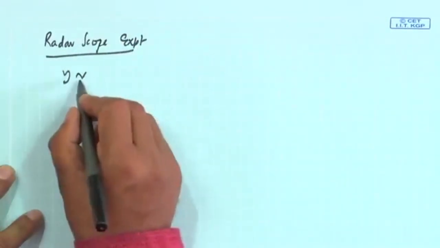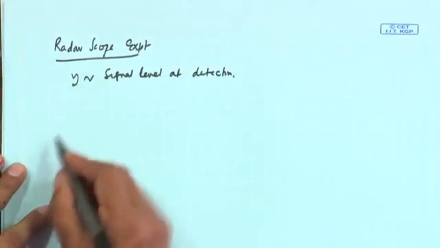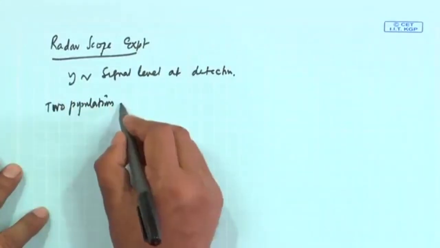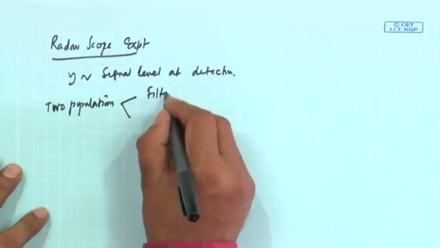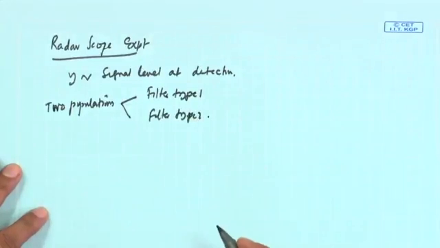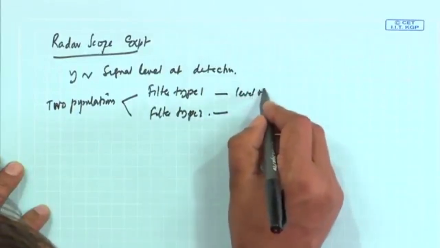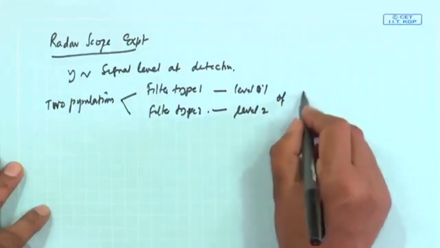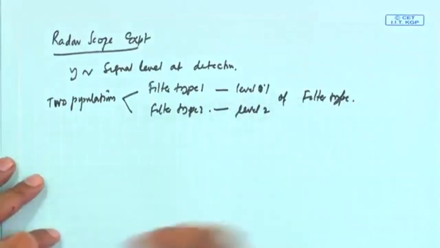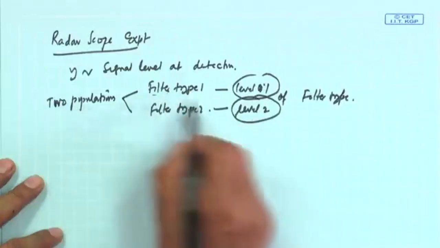So, your y variable of interest is signal level at detection. Here your two populations are the two levels of that filter type. Filter type 1 is the first population, filter type 2 is the second population. Please remember these are the two levels, level 1 and level 2, of filter type. When I explained the experiment in the first few lectures, we explained that there are two levels, and that means factor levels are treated as populations.